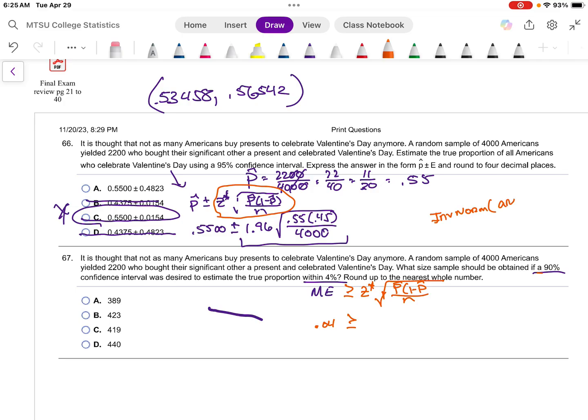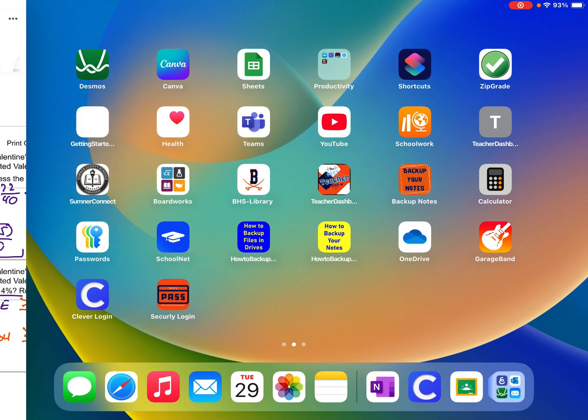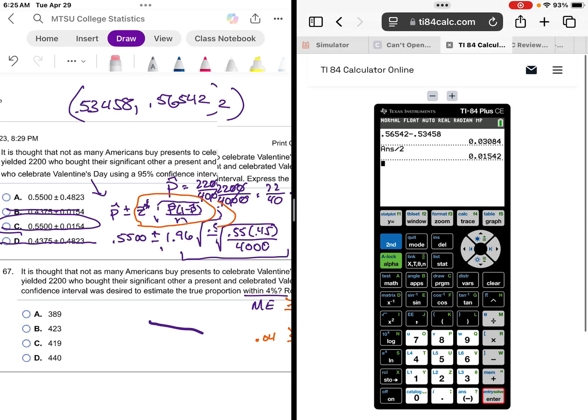Our area would be 1 minus 0.90 divided by 2. So that would be 0.05, because 0.1 divided by 2 is 0.05. And then our mean is 0. Our standard deviation is 1. So let's go ahead and get that.